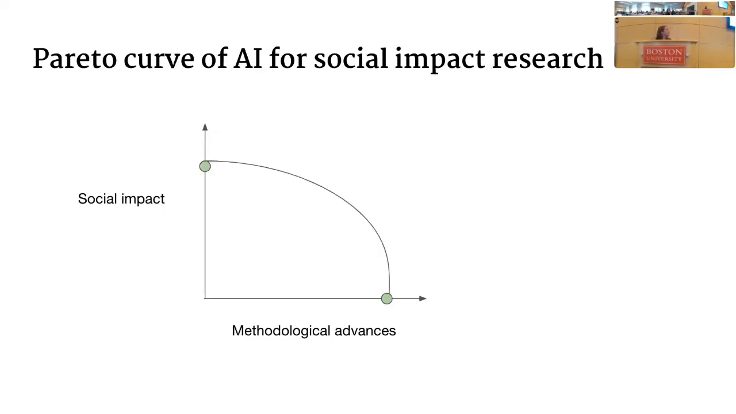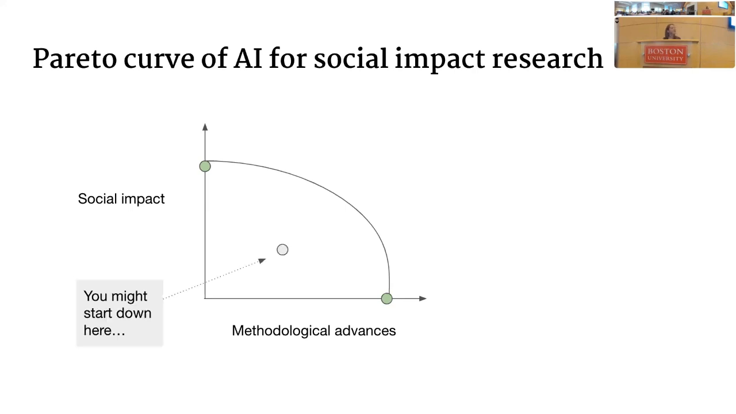All right, I'm just going to take a few more minutes to wrap up before we move into the case studies. One thing Lily and I wanted to talk about in the context of this AI for social impact research is how we trade off between methodological advances and research contributions, and social impact. There probably exists this Pareto curve where you're trading off these two things.